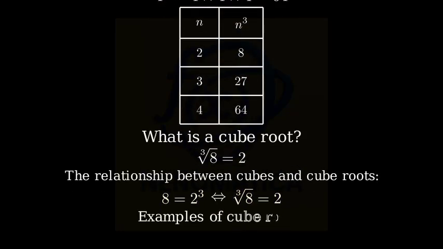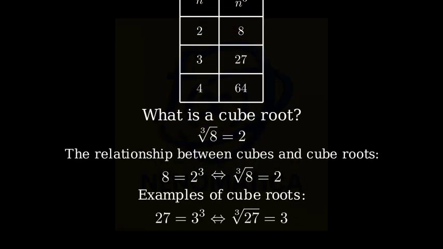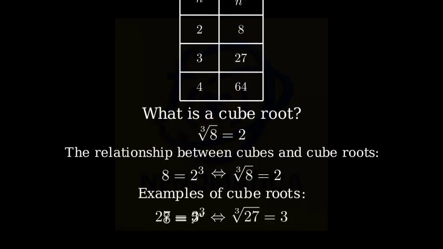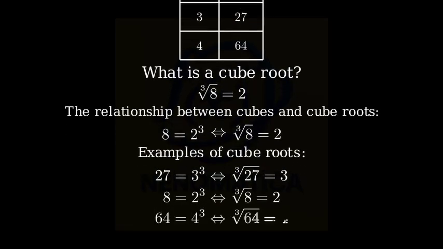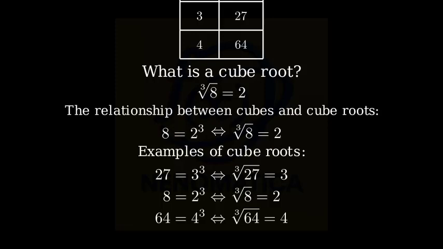Here are some examples based on our table. The number 8 is a cube, so its cube root is 2. The number 27 is a cube, so its cube root is 3. The number 64 is a cube, so its cube root is 4.